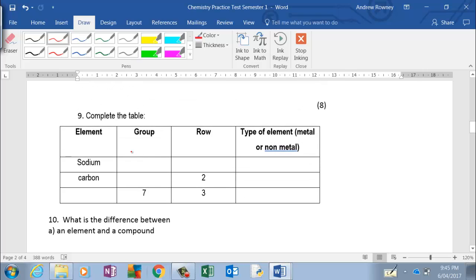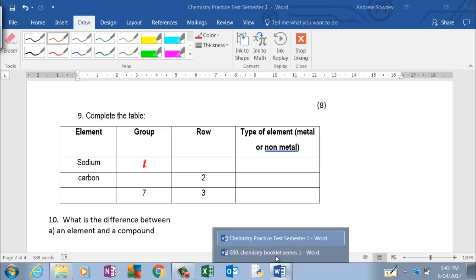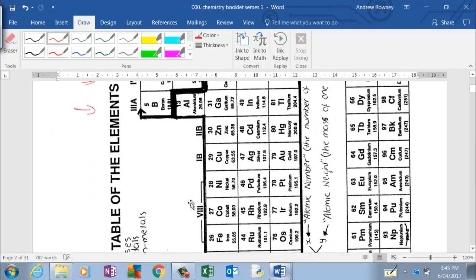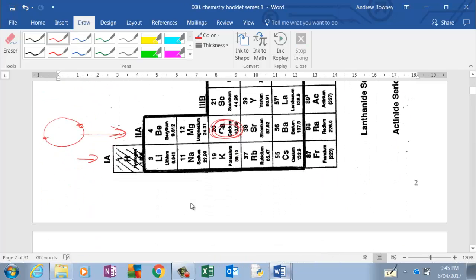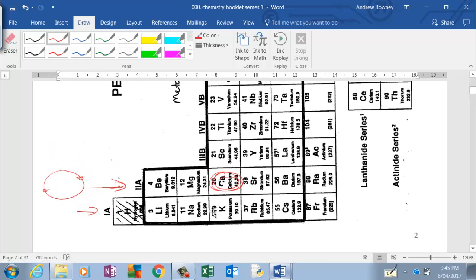Okay, completing the table, you can get all this from the periodic table I just explained. Sodium, you'll find is in group 1, and it is in row 3. So if you look down here, sodium is sitting in this spot here, which is group 1, and it is in row 3.